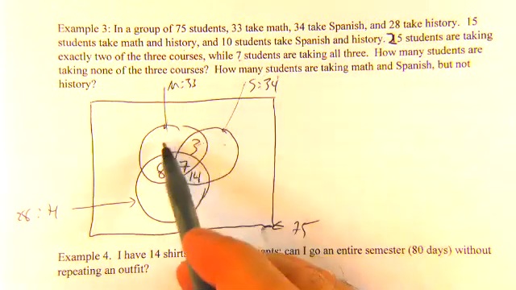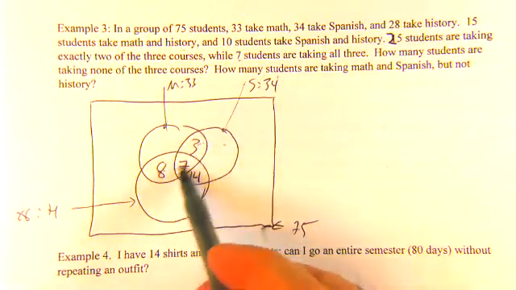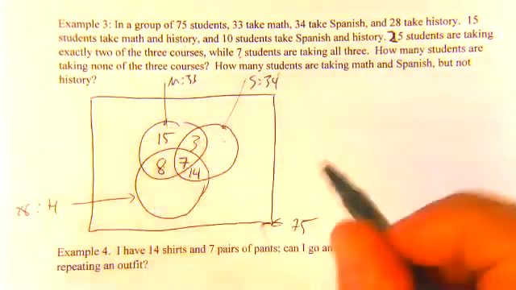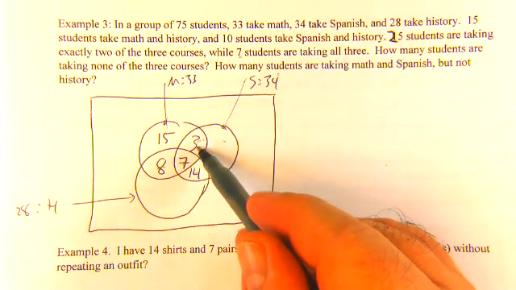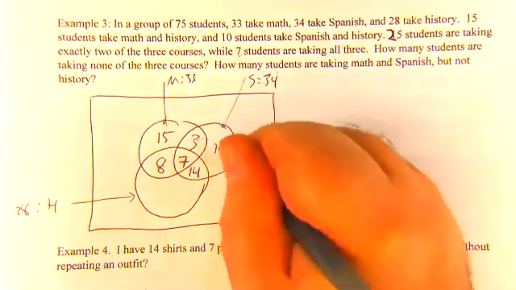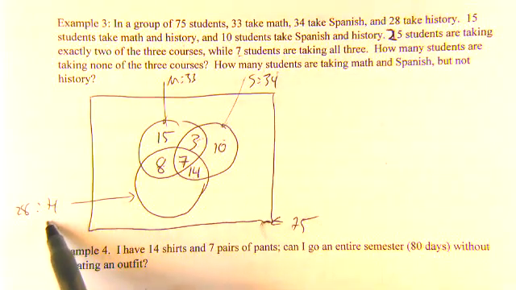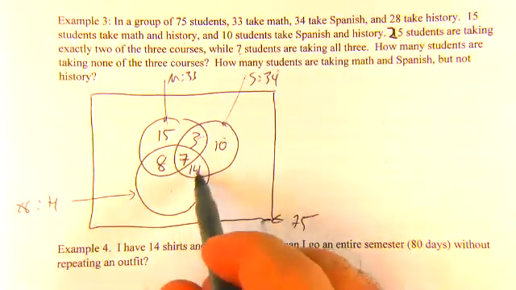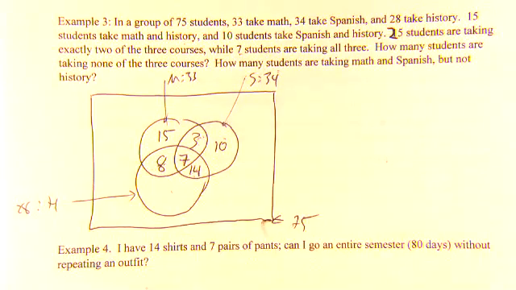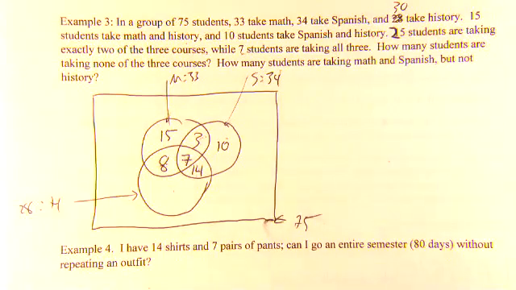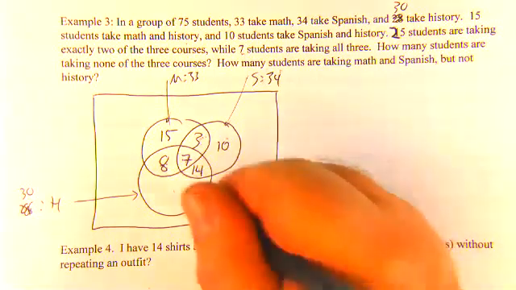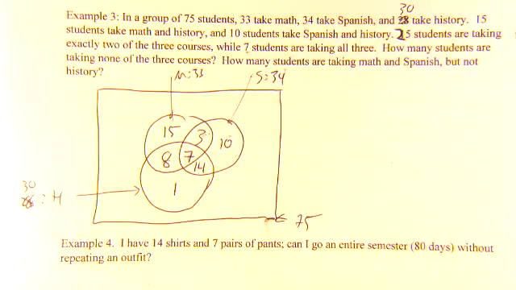So, how many students are taking math, but none of the other 2 courses? We've already accounted for 18 of the math students, so there's 15 here. How many students are taking Spanish but none of the others? We've accounted for 21, 24 of the 34, so there's 10 there. And how many students are taking history but none of the other? Well, we've accounted for 15, 29. Oh, my numbers are off. So we'll make this 30 are taking history. Not quite sure what happened there. But we've got 21, 29, so we have one student taking history, but none of the other courses.